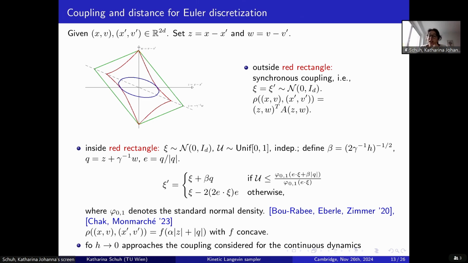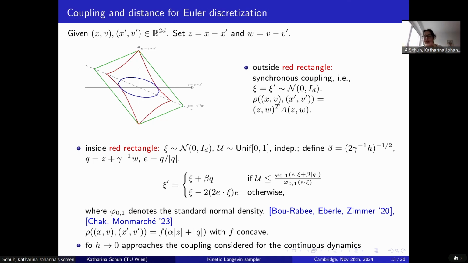So if we are actually outside of this blue ellipse with the synchronous coupling, we could get local contraction if we take a synchronous coupling. So we first sample psi, and then we set psi prime equal to psi. Then with the distance of the form of this two-type norm, we can actually get local contraction.